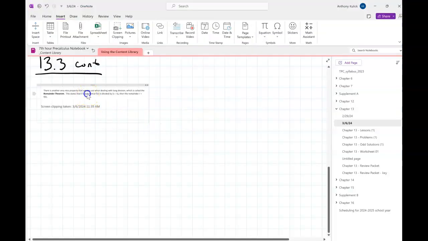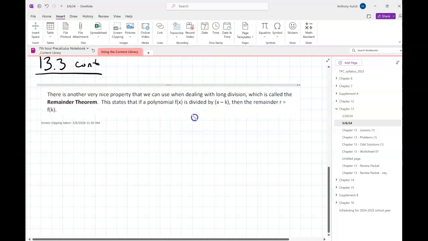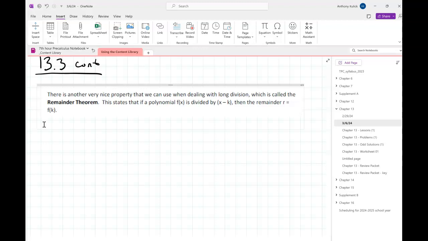The first of those is called the remainder theorem. What this says is that if I have a polynomial f of x and I divide it by the factor x minus k, the remainder for that division problem is the same thing as if I plug that k into f. So let's look at an example of what we mean there.